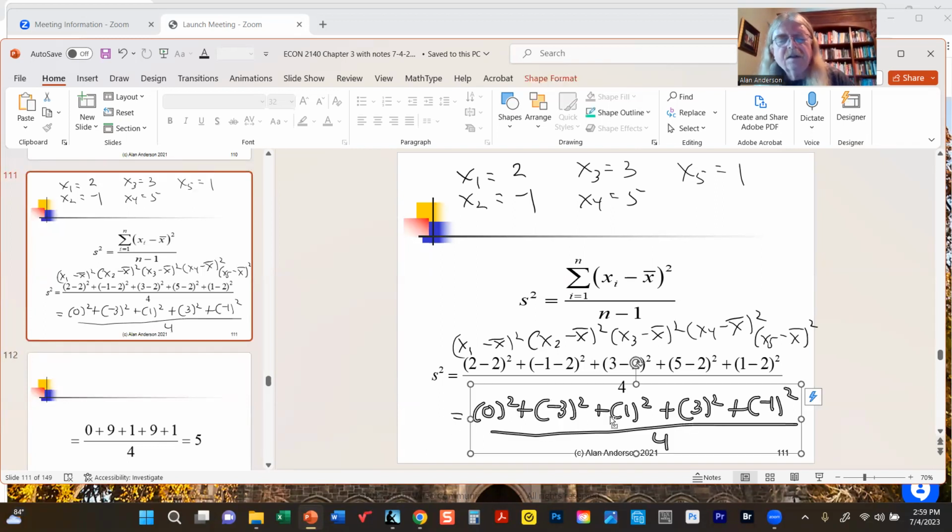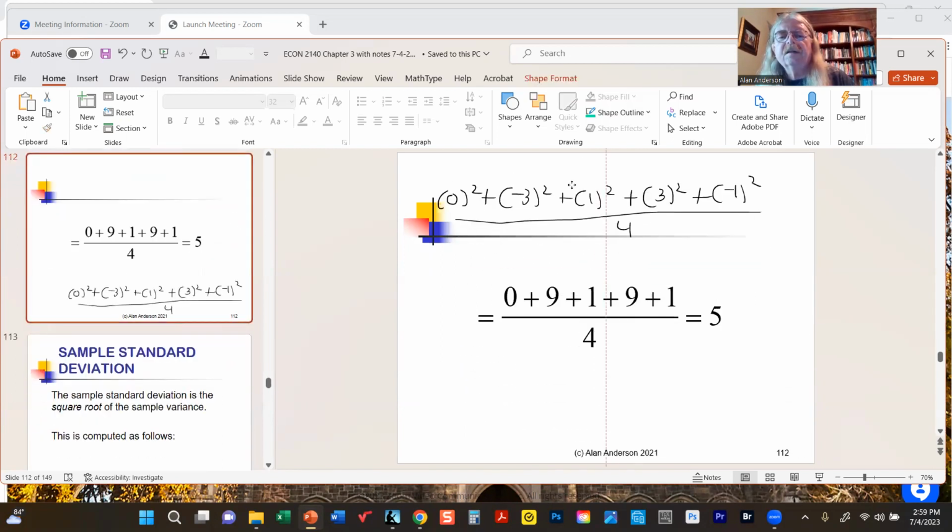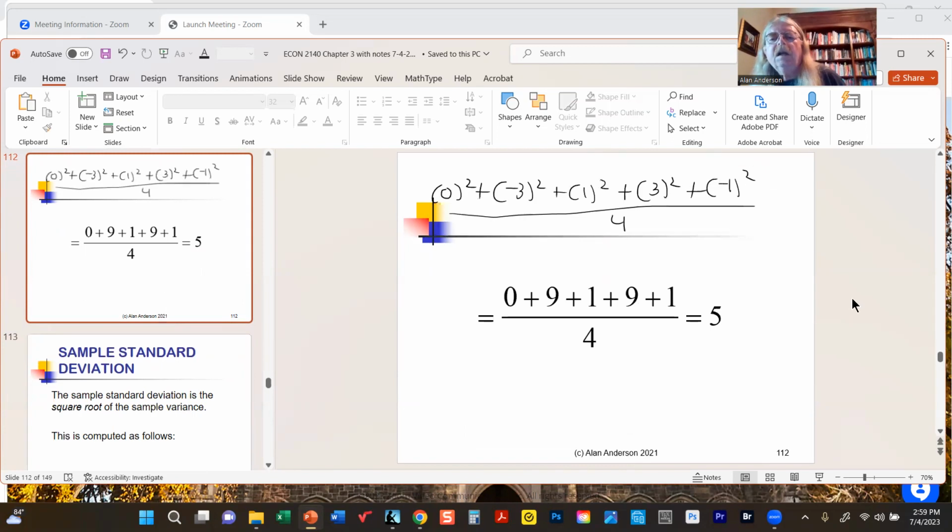All right, so I'm going to copy this onto the next slide, just as a reminder. And so you can see we're going to have 0 plus 9 plus 1, 9, 1. So we end up with 20 over 4, which is 5.